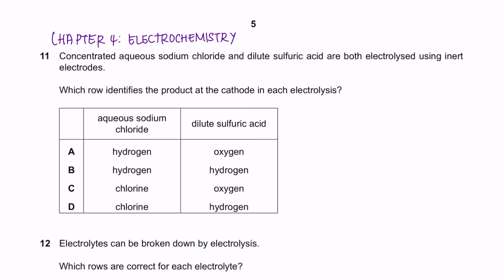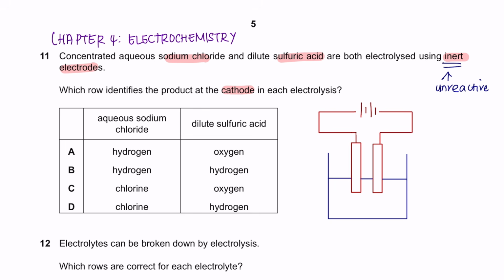Next, question 11 onwards is from chapter 4, Electrochemistry. Concentrated aqueous sodium chloride and dilute sulfuric acid are both electrolyzed using inert electrodes. Which row identifies the product at the cathode in each of these electrolyses? Inert electrodes mean the electrodes are unreactive. So this is what a setup of electrolysis will look like. Let's see when we use concentrated aqueous sodium chloride as our solution. The electrode that is connected close to the negative terminal is the cathode. It will be negatively charged. This means that it will attract positively charged ions.